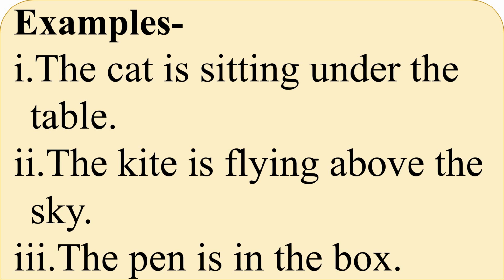इन द फर्स्ट सेंटेंस, द वर्ड अंडर इज टेलिंग द पोजीशन ऑफ द कैट, दैट द कैट इज under the table. In the second sentence, the word above is telling the position of the kite. And in the third sentence, the word in is telling the position of the pen. So, these words under, above, in are our prepositions.